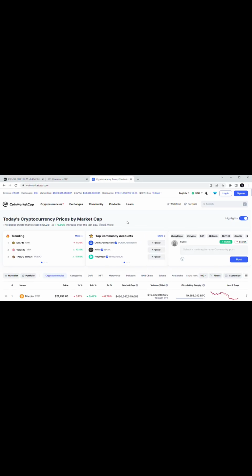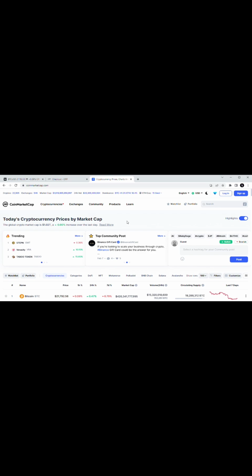This particular tool I'm talking about is Coinmarketcap.com. There are other ones like CoinGecko, CryptoRank.io and the rest, but my favorite one, just like I told you, is CoinMarketCap.com. So let's go straight in and start researching our different cryptocurrencies.